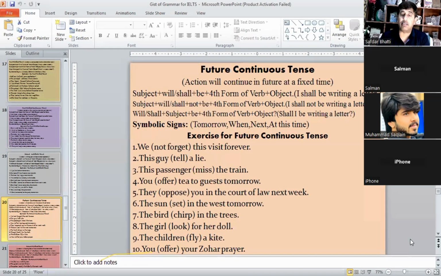Future continuous tense. It tells us about the action that will continue in future at a fixed time. Subject, will/shall be plus fourth form plus object. I shall be writing letters. I shall not be writing a letter. Shall I be writing a letter? And symbolic signs are tomorrow, when, next, at this time. And this is its exercise, which is also available in your book as well. You will have to solve it yourself.